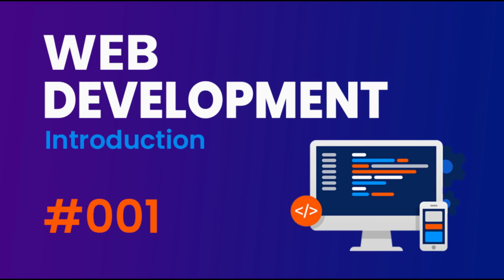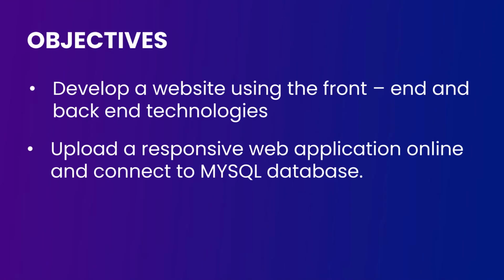Okay, so the first objective is to develop a website using front end and back end technologies. So what are these front end and back end? We will learn about HTML, CSS, JavaScript, and then on the back end is PHP, and another PHP framework that we will explore. And then next is to upload a responsive web application online and connect to a MySQL database.